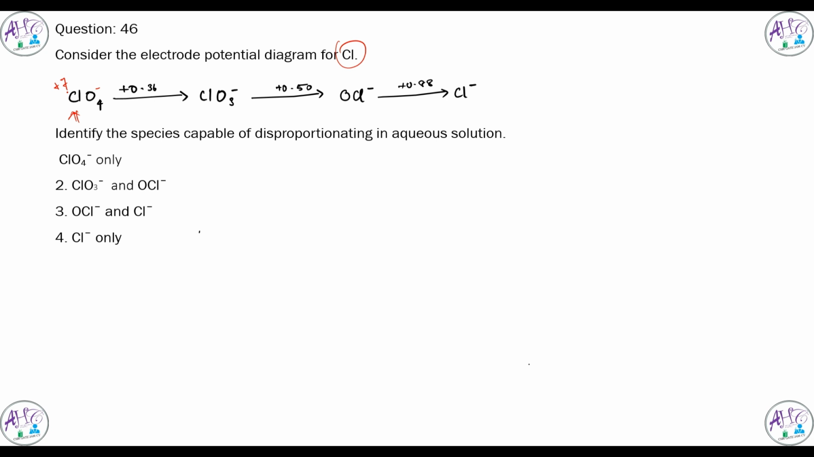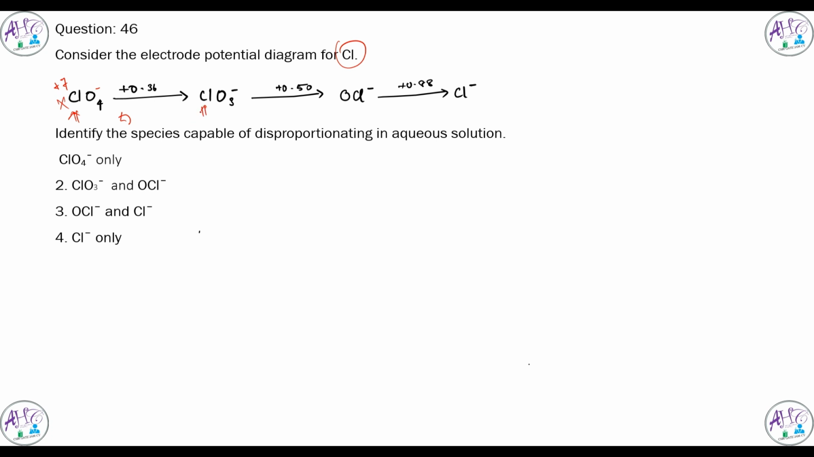Okay, in order for this species to disproportionate, it needs to actually gain one more electron, but it's going to be not possible just because it's already in its high oxidation state. The ClO4 minus is actually in the high oxidation state, so it cannot gain electrons. So this will not undergo this disproportionation reaction.